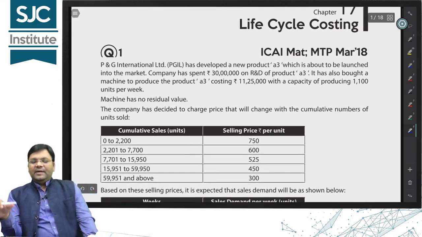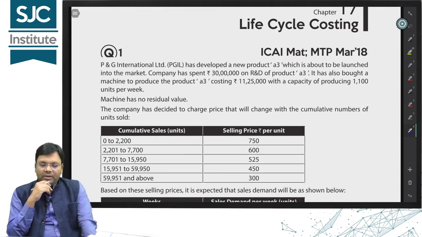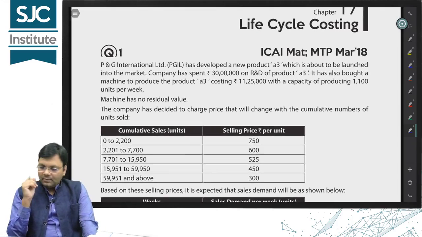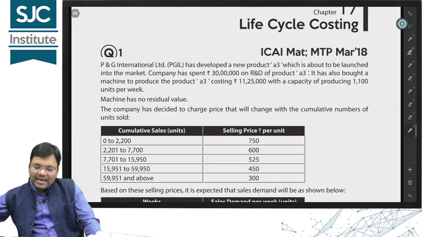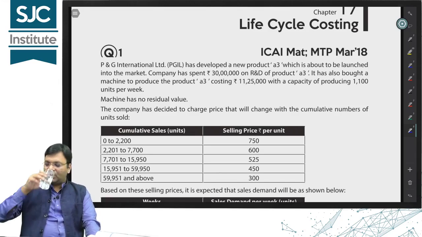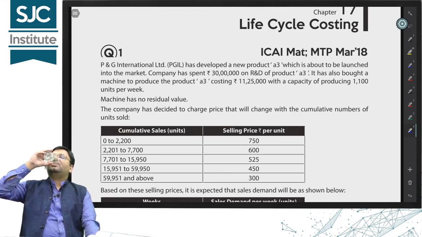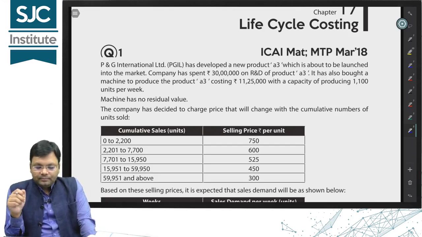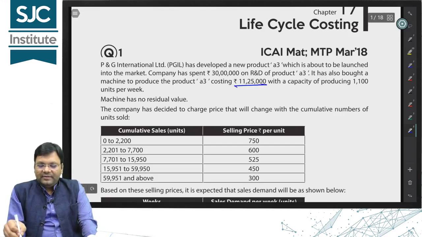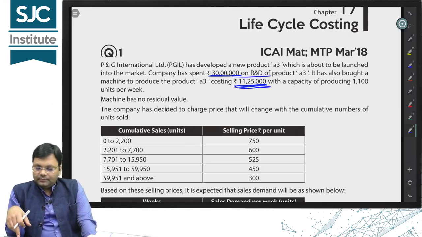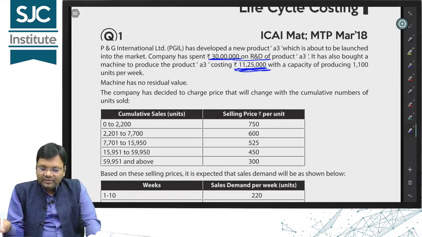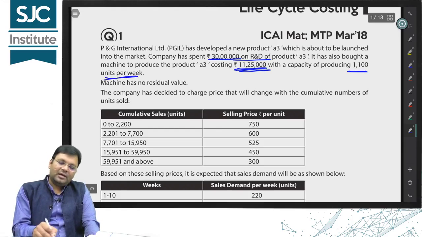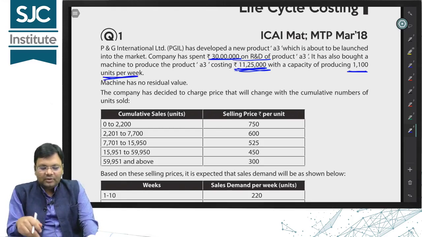P&G International has developed a new product A3 which is about to be launched into the market. The company has spent rupees 30 lakh on R&D of the product A3. It has also bought a machine to produce the product A3 costing rupees 11,25,000. So these two are supposed to be completely your cost without any amortization. With a capacity of producing 1100 units per week. So our machine has got a capacity of 1100 units per week. The machine has got no residual value.